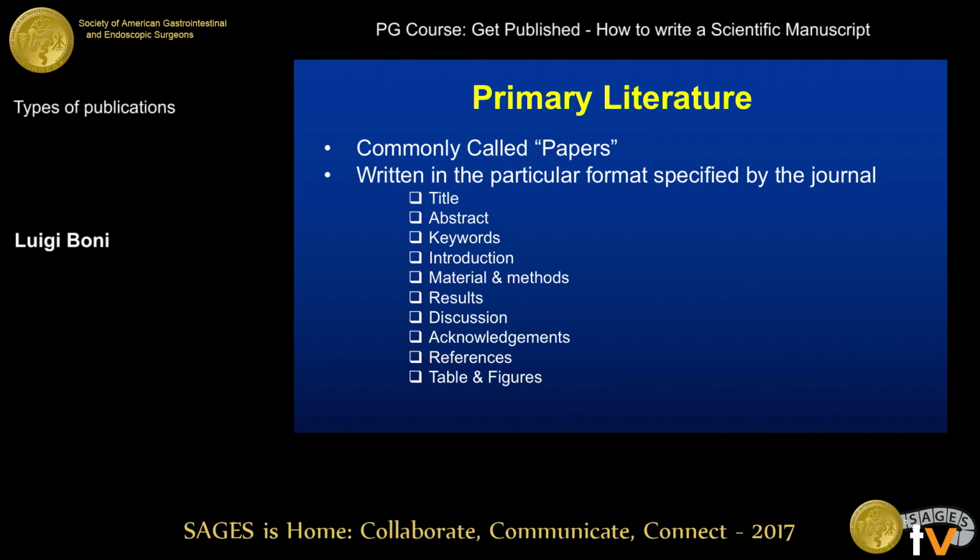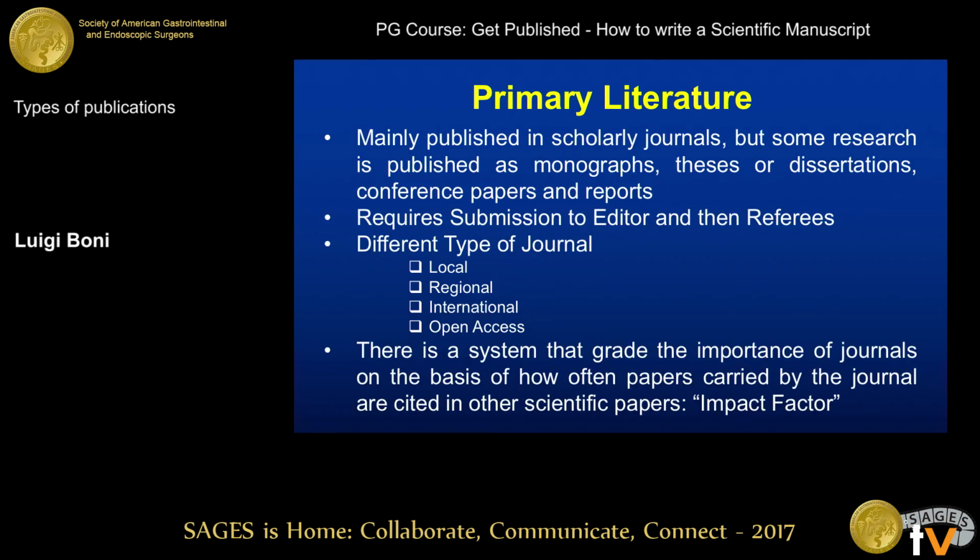The result of your research is usually called a paper, and it has a particular format. Usually there is an abstract, keywords, introduction, materials and methods, and results. There are slight differences between the different kinds of journal, but more or less you should have all these parts in your manuscript, in your paper. And these are published in scholarly journals, you know, Surgical Endoscopy, Anesthesiology, whatever you want. Some of them can also be published as a monograph, a thesis, a dissertation or a conference paper, because some conference papers are peer-reviewed.